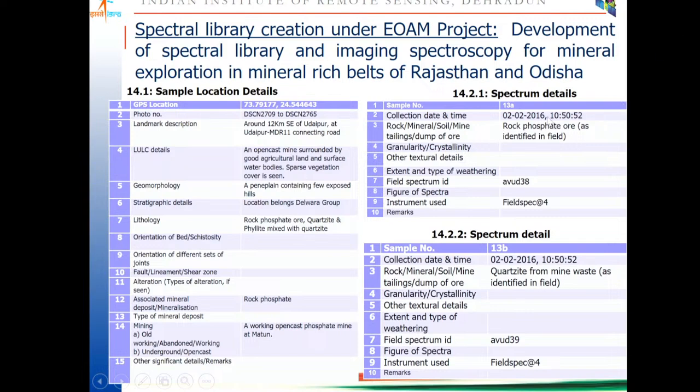Now let's go to the spectrum detail. What have we done in the field and at the lab? At both places we have done the spectrum analysis. In the field, at around 10:50 in the morning, we did the collection of the rock phosphate ore as identified in the field. This is the spectrum ID, and the instrument used was this. Then we took another spectrum after some time. This was the quartzite from the mine waste, as we identified in the field.